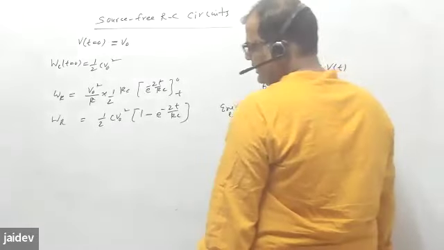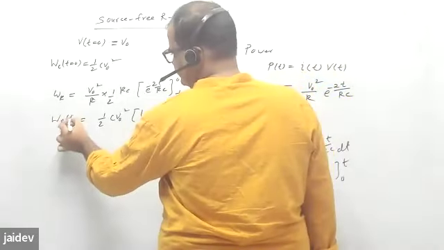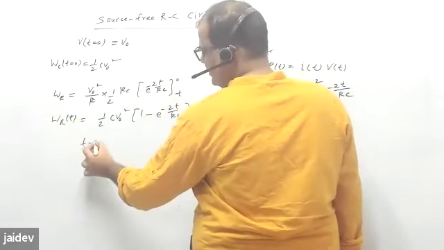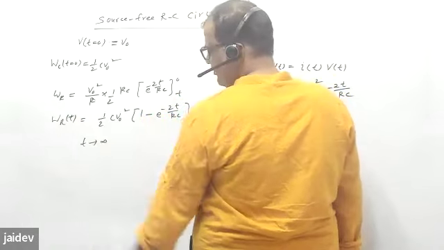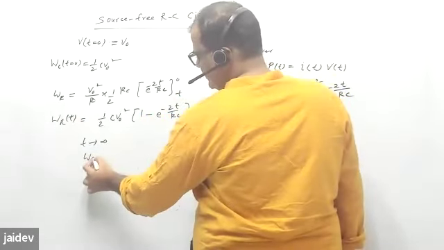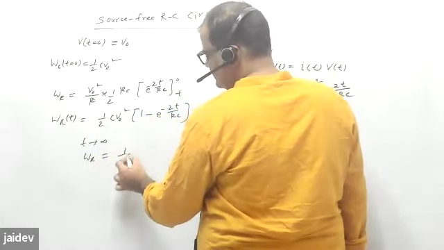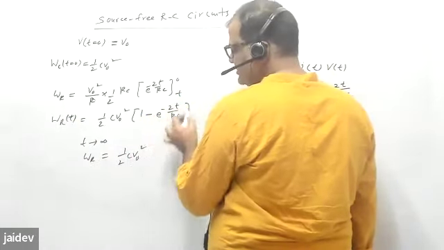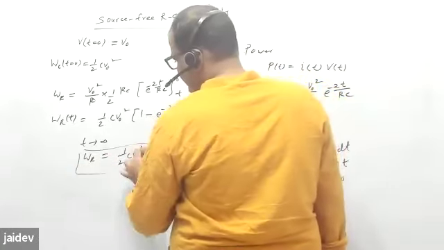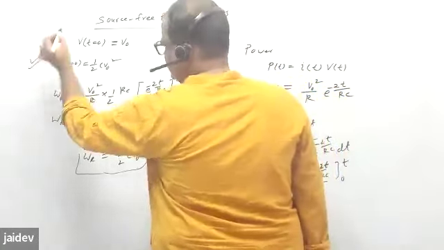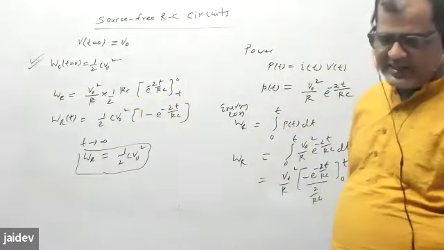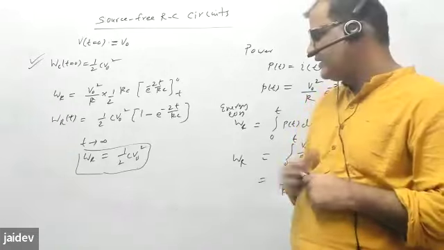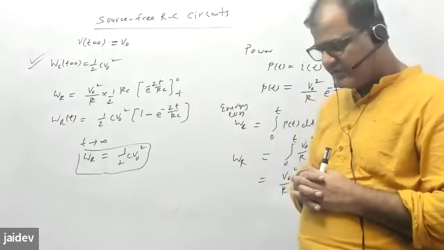At time t, in the resistor. Now, if t tends to infinity, in steady state, the energy loss will be what? Half C V naught square. Put t infinite here, this term will become 0. So whatever energy was stored in the capacitor initially, that total energy will be lost in the resistor. That is equal to half C V naught square.